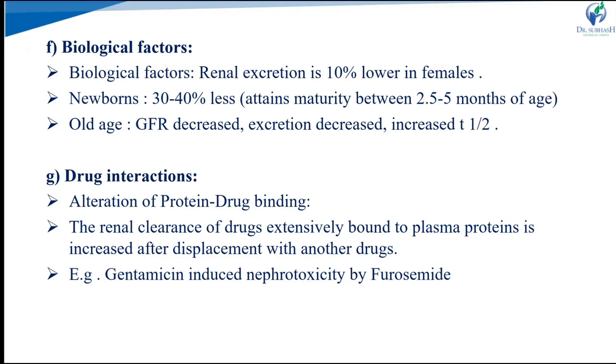So at that time, in protein binding drug interaction, the drug which is bound is displaced by another drug. So the excretion rate of the drug is increasing. Renal clearance of a drug extensively bound to plasma protein is increased after displacement with other drugs. The examples are given.